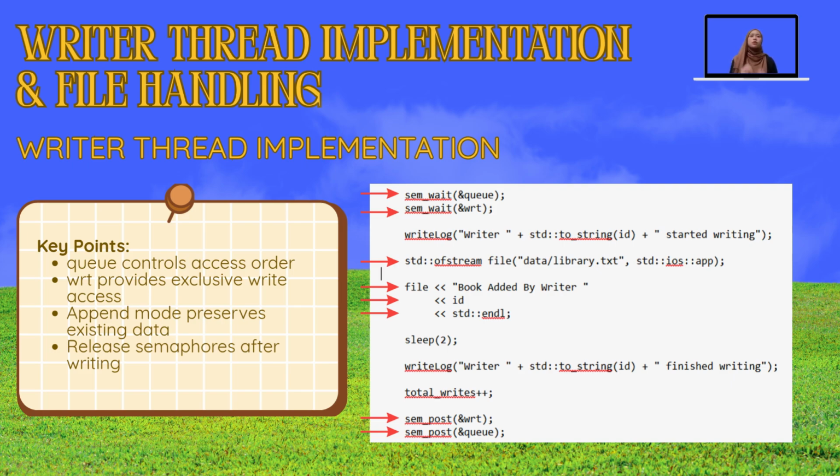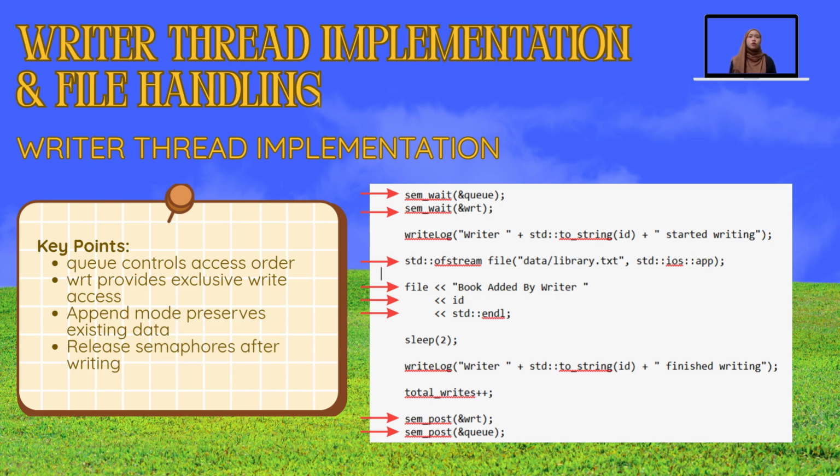This slide shows the core implementation of the writer thread. First, the writer calls SemWait on the queue semaphore. This places the writer in the synchronization queue and helps prevent starvation. Next, the writer calls SemWait on the write semaphore, also known as WRT, which is write. This guarantees exclusive access to the shared file. While a writer holds this semaphore, no other writer or reader can modify the resource.